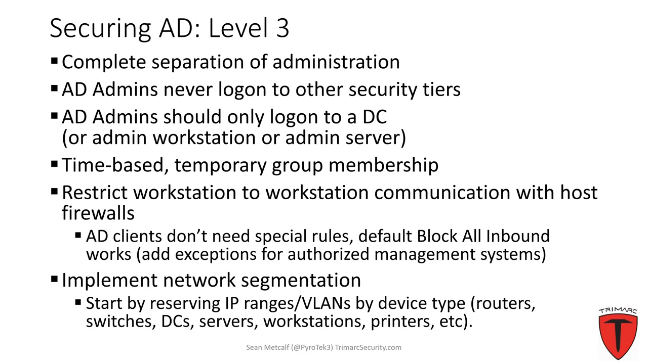Start this process by reserving IP ranges or VLANs by device type. So identify an IP range or VLAN for your routers, another one for switches, another one for domain controllers, another one for servers, workstations, printers. And even in a fairly large environment, through this process over the next 5 to 10 years, you can actually get these devices in place as new devices are stood up. Through attrition, you'll have more of these devices in these ranges where it's obvious and known where they are.